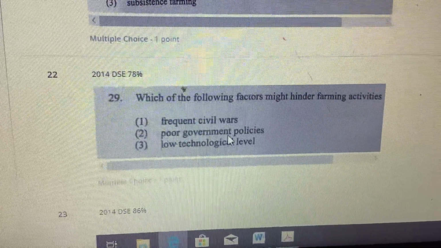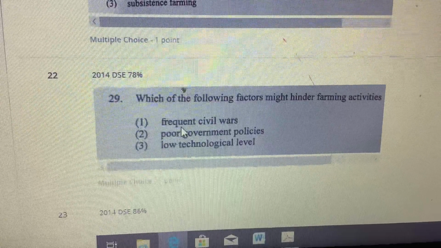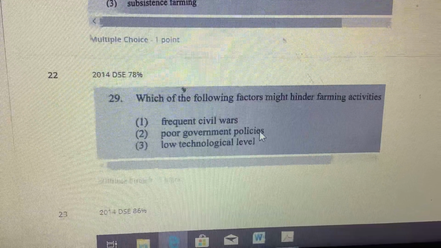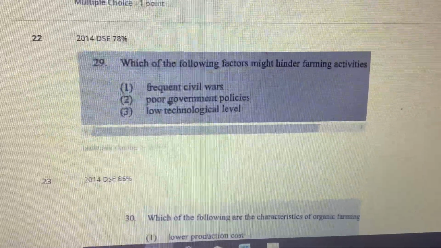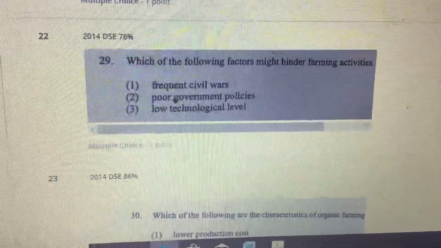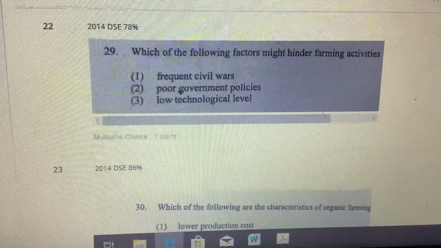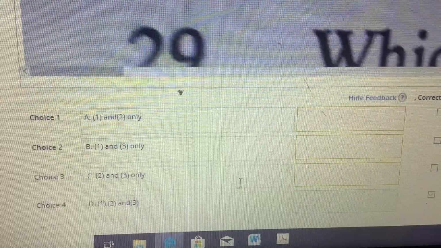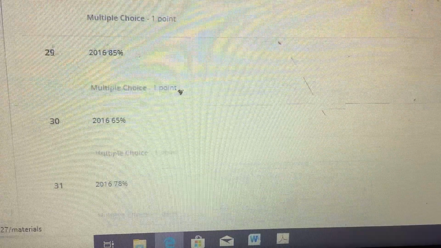Not going to check the answer, okay? Which of the following might hinder the farm activities? This one is correct. Civil war may hinder the farm activities. Poor government policies, right? Low technology level, is it? Yes. So, is it 1, 2, 3? Is there no option for 1, 2, 3? Maybe it's wrong again. Mr. Leung always makes this mistake. Okay, right, come on. Yes, 1, 2, 3. Okay. Next one.